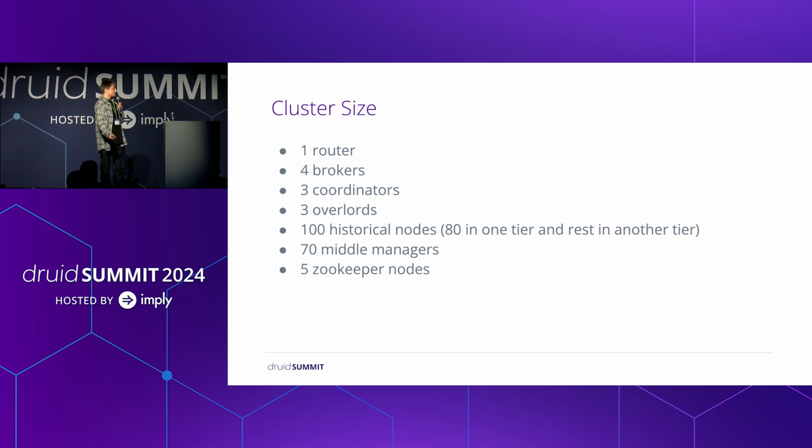cluster. It's like one router, 4 brokers, 3 coordinator overlords. For historical nodes, we have 100 that's split into 2 tiers. 70 of them are backed by SSD for performance, and 20 of them, for cost reasons, are backed by just simple EBS. And we have 70 middle managers to handle our real-time traffic. And to manage all of this, we have 5 Zookeeper nodes.